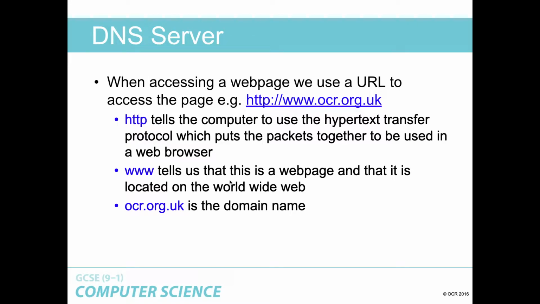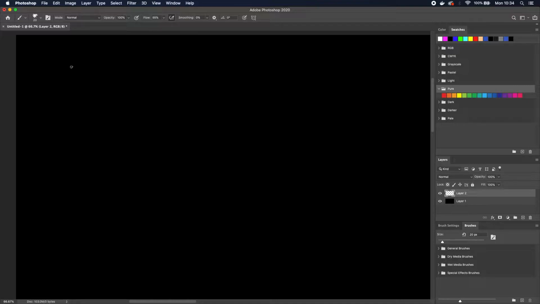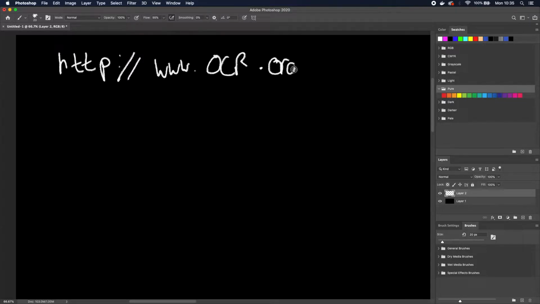Now, DNS servers. So when you're accessing a web page, we use the URL to access the page. So we've got an example there, http://www.ocr.org.uk. Let me just write that out. So http, I think it's :// and then we've got www, and ocr.org.uk. I do apologise, my handwriting on a computer should get better shortly. So this here is the protocol that is being used to send this information.